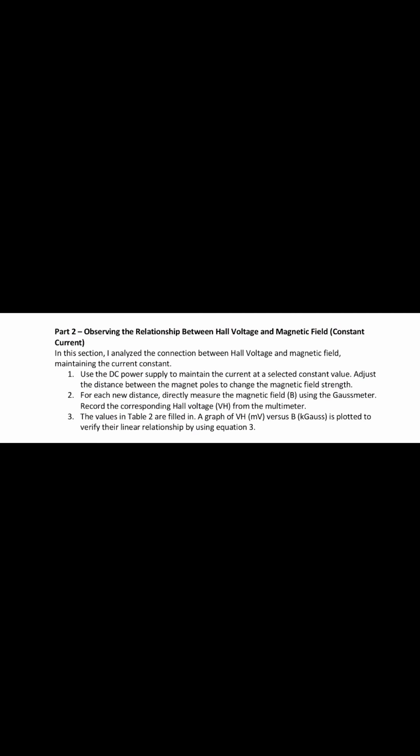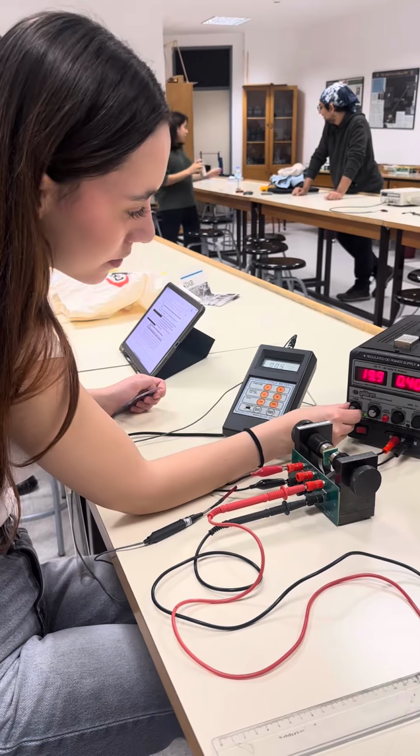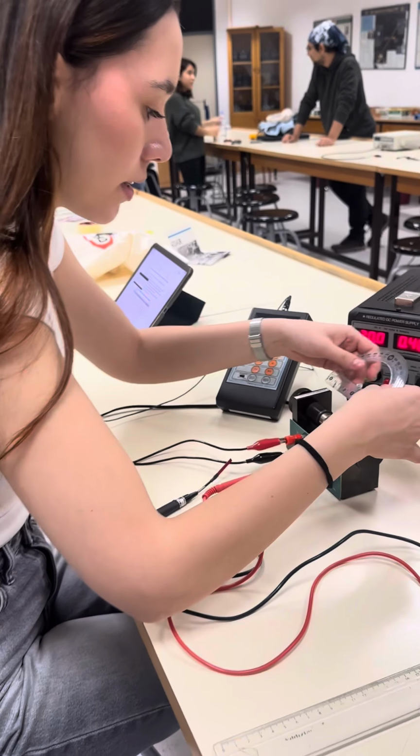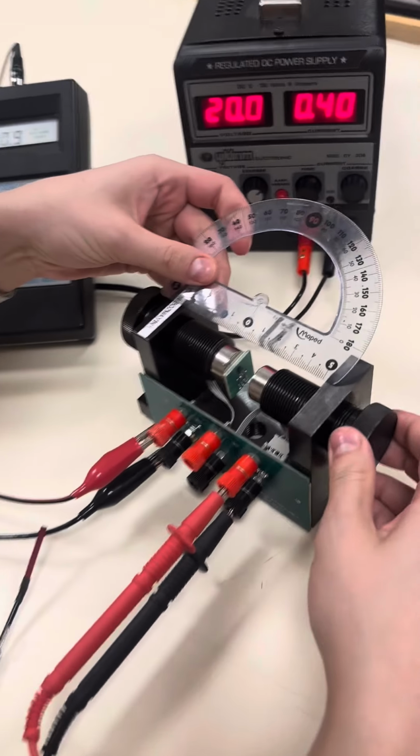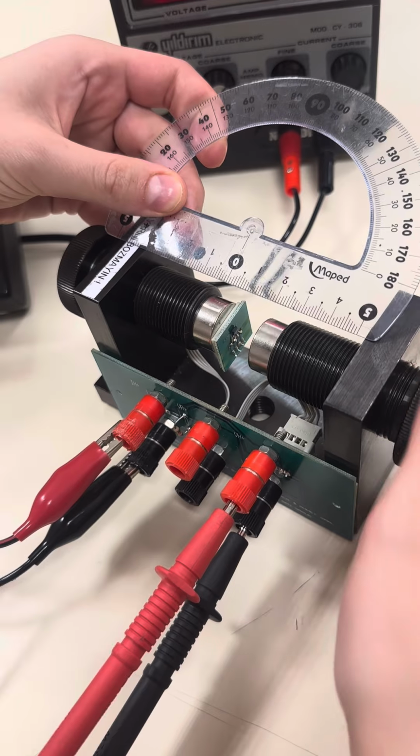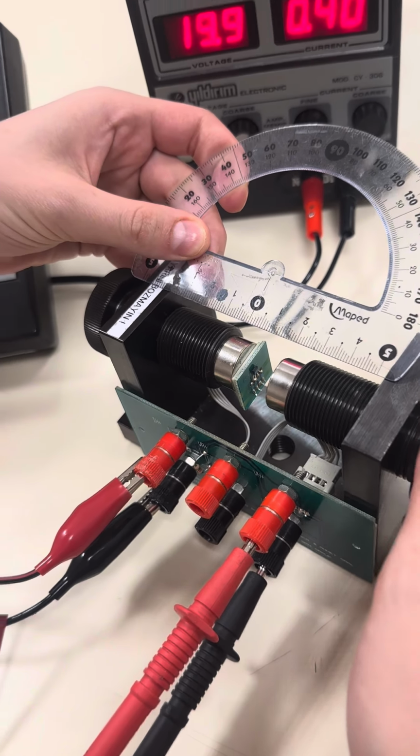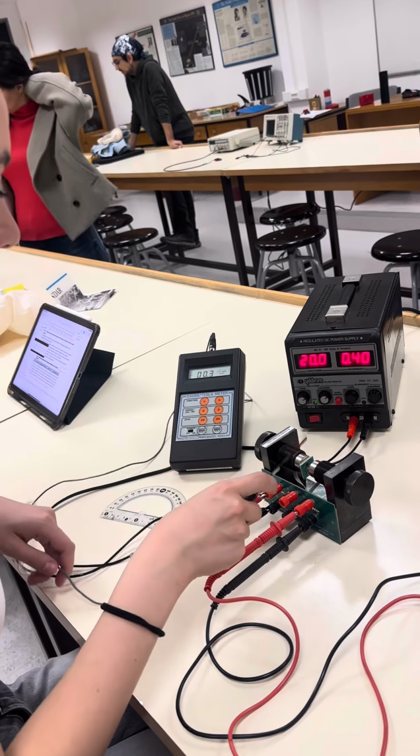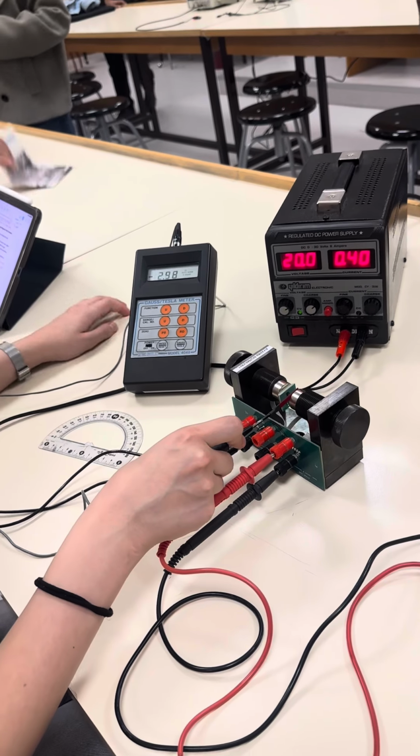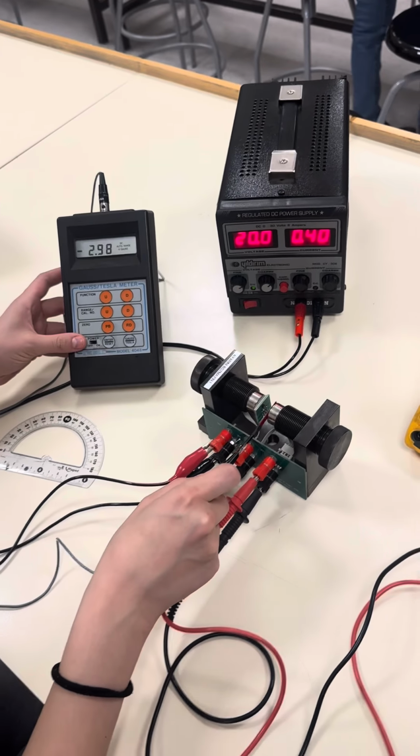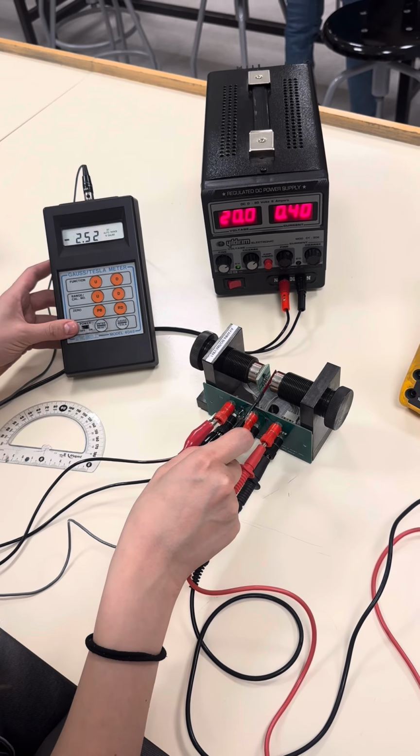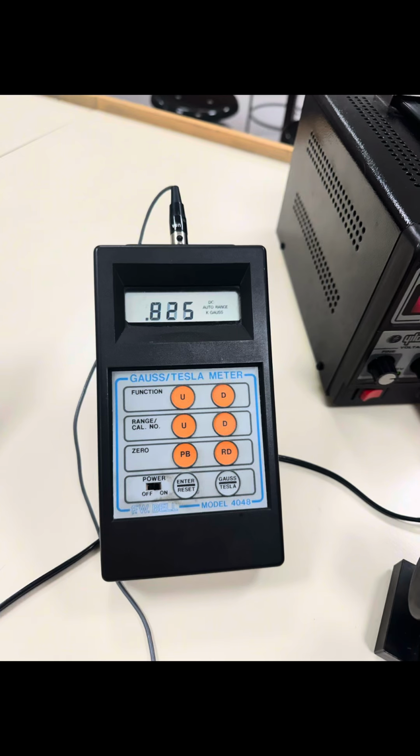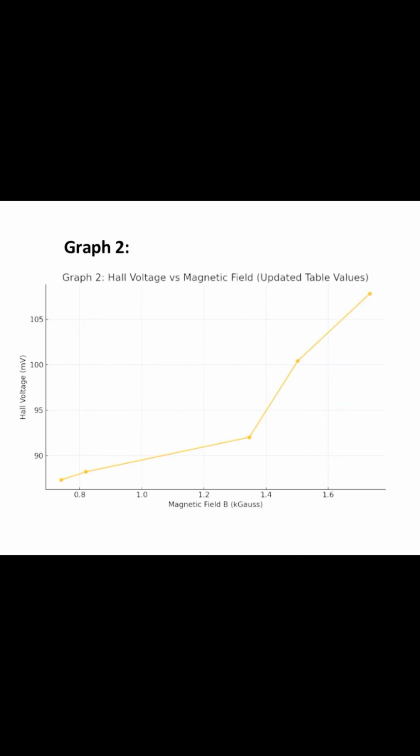In part 2, I kept the current constant at 0.4 mA and changed the magnet gap to vary the magnetic field: 1 cm, 1.5 cm, 2 cm, 2.5 cm, and finally 3 cm respectively. The measured B values range from 0.740 to 1.734 kG, and the Hall voltage changed accordingly from 87.3 mV up to 107.8 mV. Again, the graph showed an almost linear trend, verifying the relationship between VH and B.